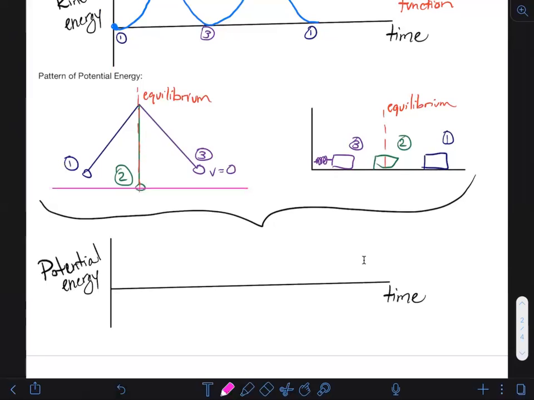So there is the bottom of our swing. So this is our lowest point, right? So this is a delta y of 0. And our maximum delta y is going to occur at the extremes. So position 1 and position 3.